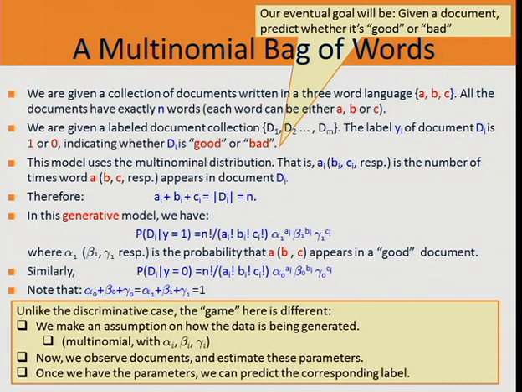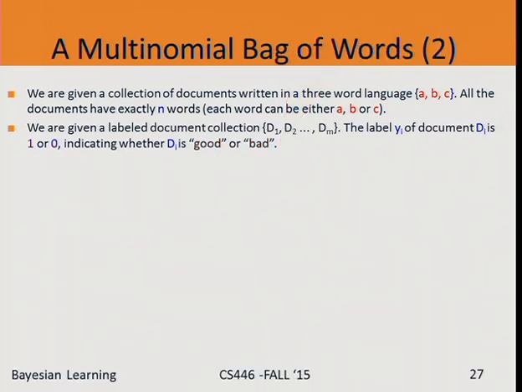Once I have this, I can look at a document, count the number of A's, B's, and C's, compute P of D given 1, compute P of D given 0, and see which one is larger. Do the arg max. Okay? So let's just take one more step here in the estimation.